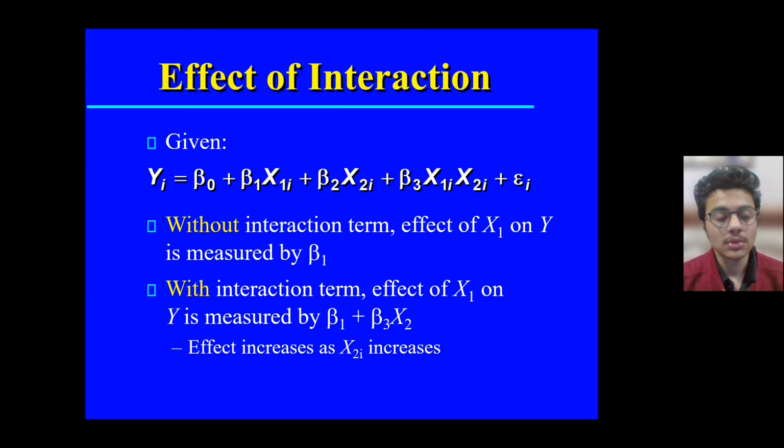Effect of interaction. Given y_i equals beta 0 plus beta 1 x1 plus beta 2 x2 plus epsilon_i, without the interaction term, the effect of x1 on y is measured by beta 1. With the interaction term, the effect of x1 on y is measured by beta 1 plus beta 3 times x2. The effect increases as x2 increases.